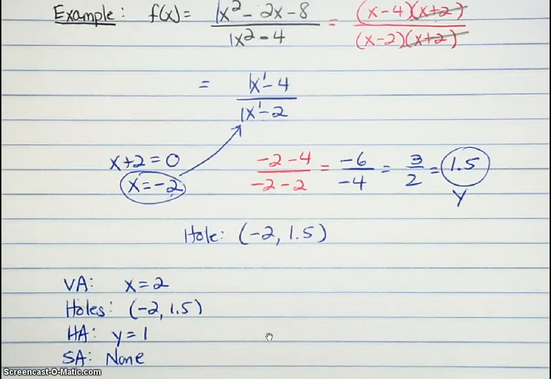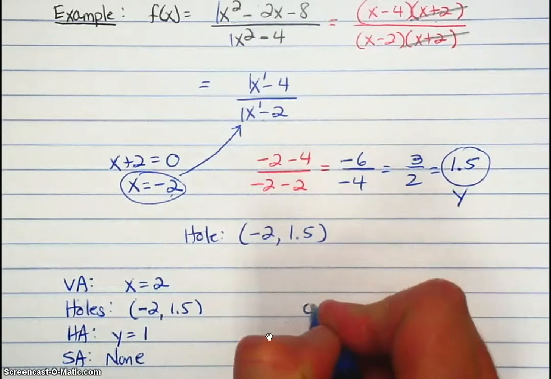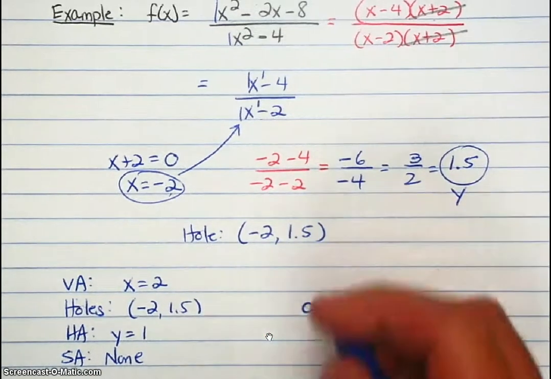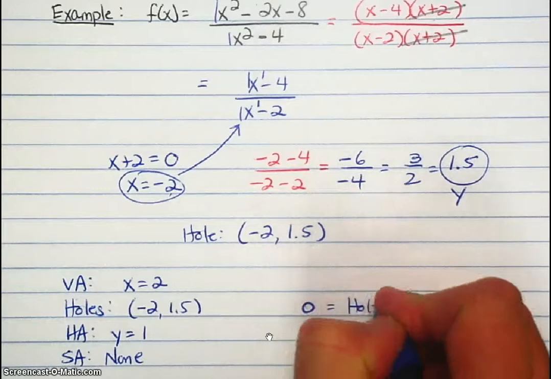Okay? And what I'll do in class on Monday is we will graph this, and I will show you how to put this hole on your graph. And all we're going to do is basically we'll just put an open circle. That's how we'll represent a hole on the graph. Literally, we'll put a hole in it.